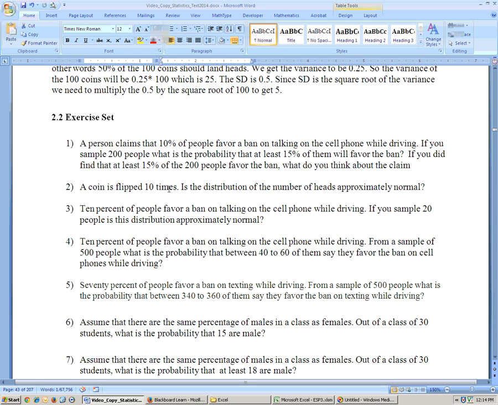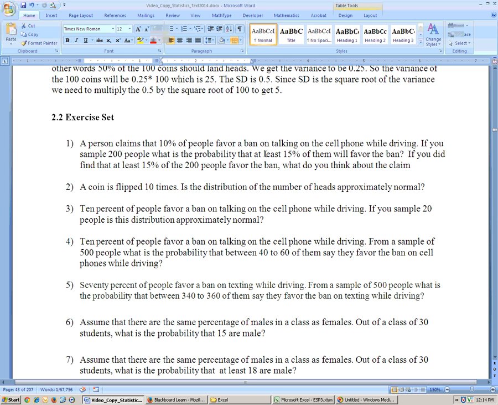These are the exercise set problems from section 2.2 on a binomial distribution. On this first problem, it says a person claims that 10% of the people favor a ban on talking on the cell phone while driving. If you sample 200 people, what is the probability that at least 15% of them will favor the ban? So let's go ahead and go with that.